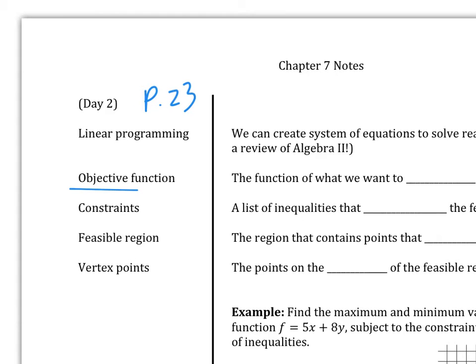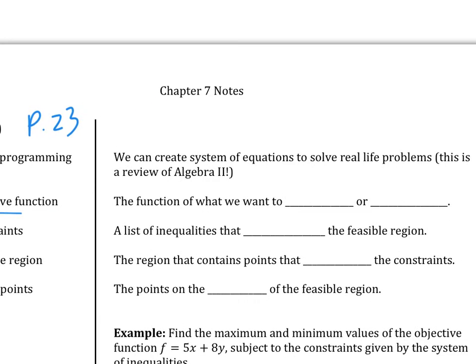First, objective function. Objective function means the function we want to maximize or minimize. So whenever you see the words maximize or minimize, that's a hint for objective function. Objective function is the objective of the problem or the goal of the problem, whatever you want to maximize or minimize. The second one is constraints.